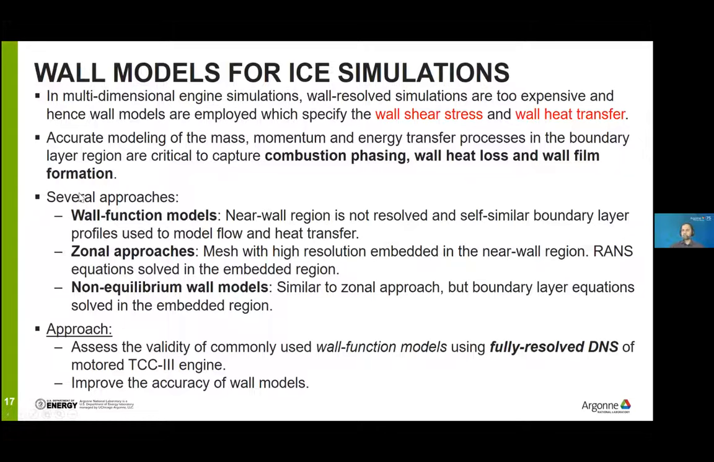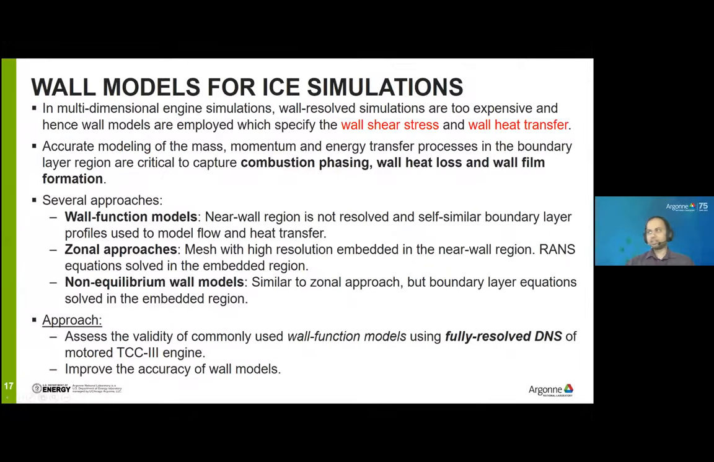So there are several approaches. The most common approach is using wall function models. Here we use experimental or previous DNS data for channel flows or similar simple configurations, and use the results from those simulations to impose these wall functions, which will predict the wall shear stress. And the more complicated or more expensive approach is to use what are called non-equilibrium wall models, where we solve a separate set of equations in an embedded region near the walls. So the approach we are taking here is to perform a fully resolved DNS for some part of the engine cycle, and to use that data set to assess the validity of commonly used wall function models, and also to try to improve the accuracy of these models.